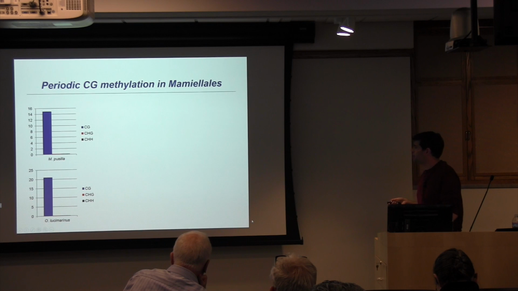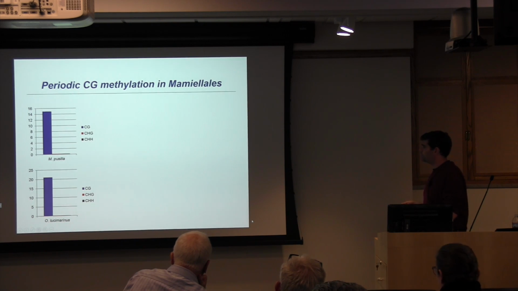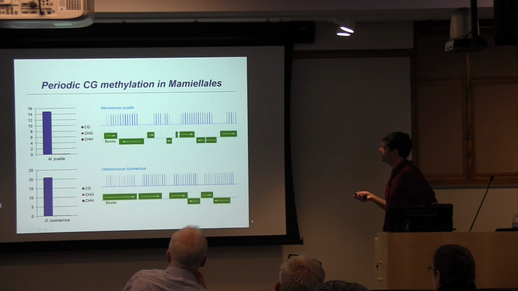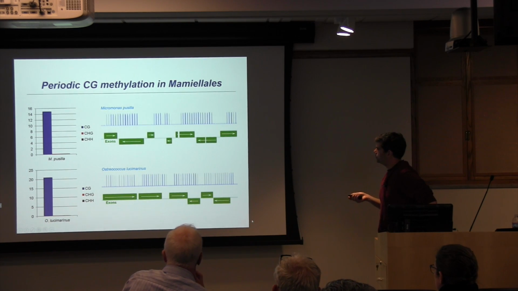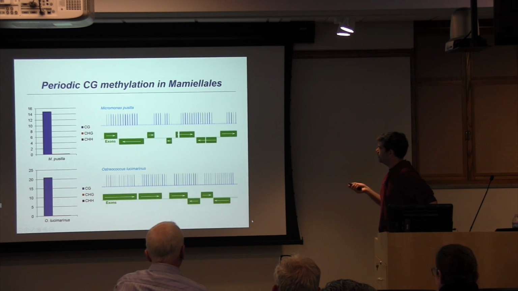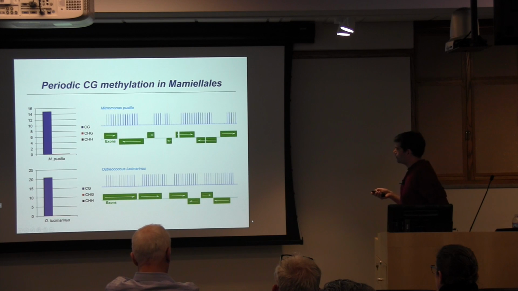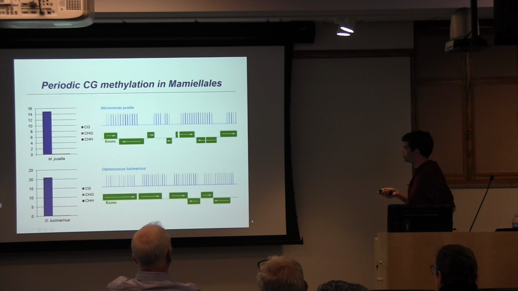And we were pretty curious to know what they were doing with their DNA methylation. Both of the species that we looked at have CG methylation in their genomes. These species are actually quite diverse, about 500 million years diverged from each other. But the pattern of methylation was very odd. These are representative parts of the genome from these two species, where the methylation is in blue and the exons are in green. So these species have methylation throughout their genome, except in promoters.